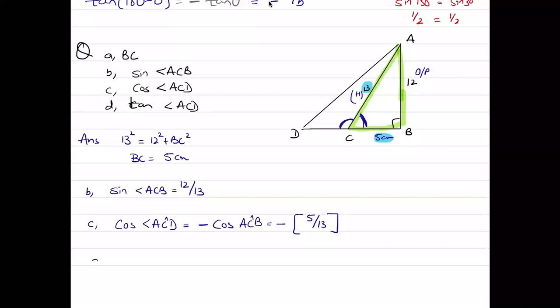Okay. Now I want you to try the last part, tan of angle ACD, tangent of angle ACD. So tan of angle ACD, which is an obtuse angle, is going to be equal to negative of tangent of the adjacent acute angle, that is ACB. So tangent of ACB is going to be perpendicular over base or opposite over adjacent. So that is the answer.